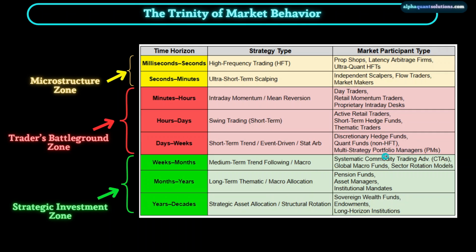In terms of market participants, we'll find here commodity trading advisors, global macro funds, sector rotation models. We'll find pension funds, asset managers, institutional mandates, and then for the very long-term ones, it's going to be more about sovereign wealth funds, endowments, and long-horizon institutions.